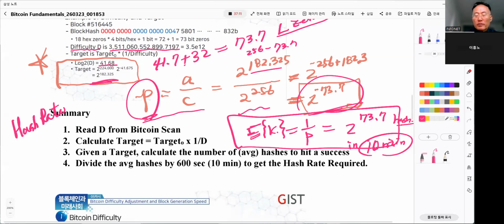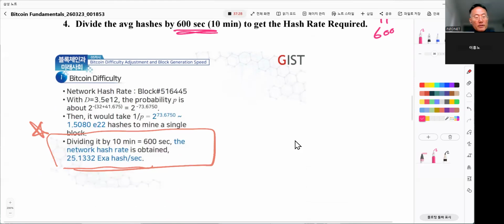This many hashes. Okay? All right, so you divide 2 to the power of 73.7 by 10 minutes, which is 600 seconds. Then you get the hash rate. All right. So that's what we have done right here. So that is this number.